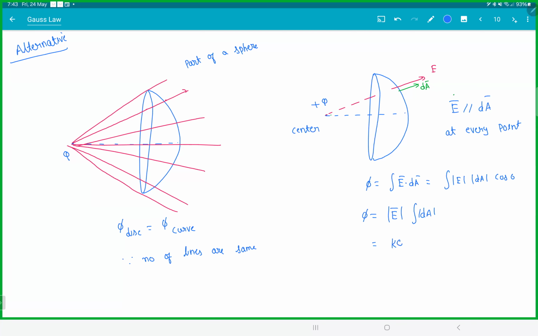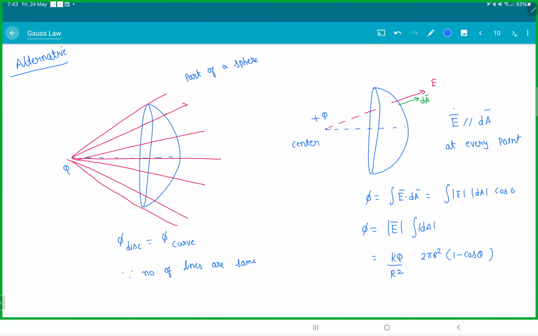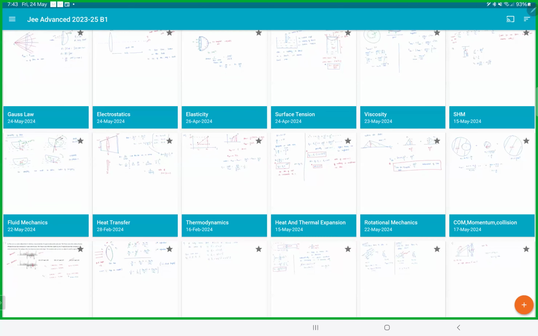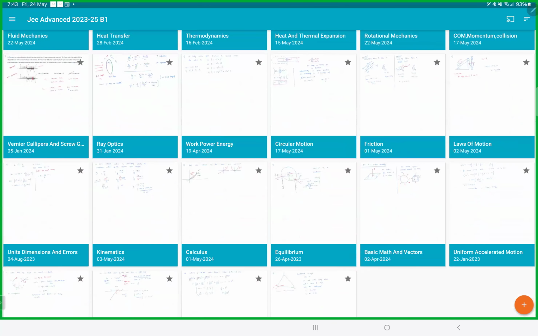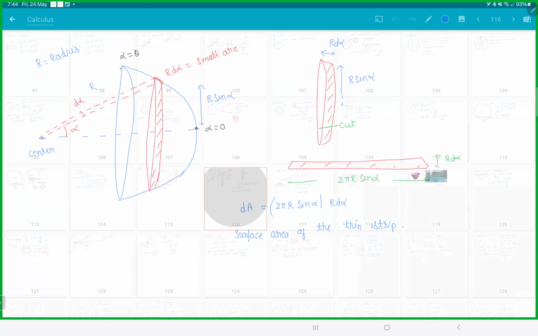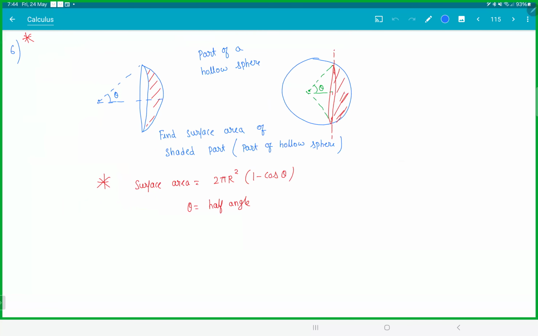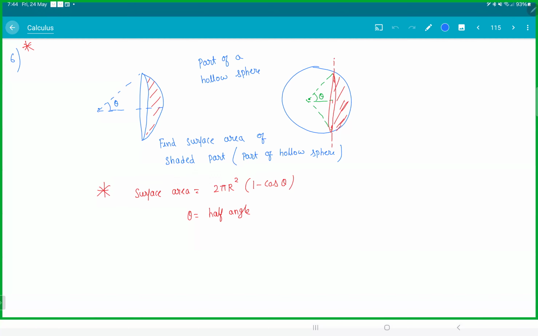So the field due to a point charge is how much? Kq by r square. And what is the area of that part of the surface? 2 pi r square, 1 minus cos theta. Do you guys remember this? The area of a part of a sphere. I hope you remember that. We did it multiple times already. I think we saw that in calculus. I told you to remember this result. Surface area of a part of a sphere, 2 pi r square, 1 minus cos theta. Quite a useful result.